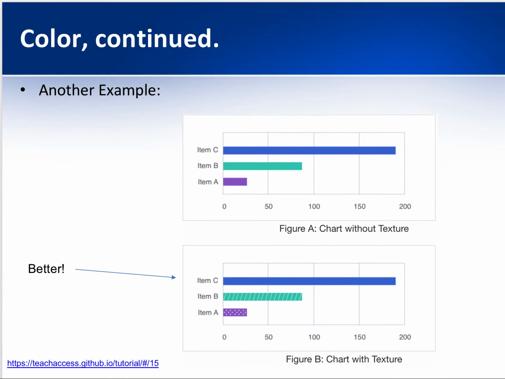Here's another example. You can see in the first example, it's relying on color alone. But in the second example, there's also different types of shading. Like you can see the dashed lines and the dots, so that if someone is colorblind, they can still distinguish between the different bars.